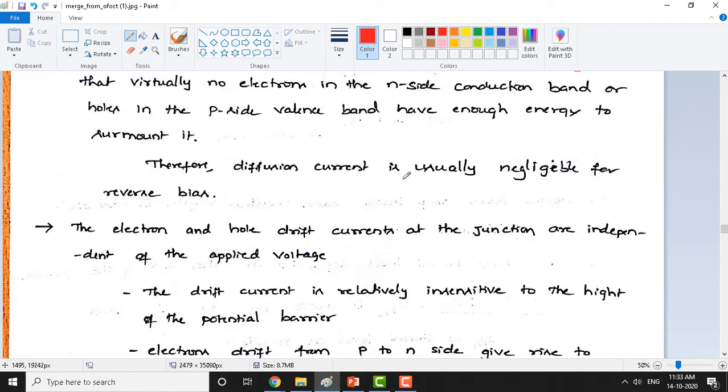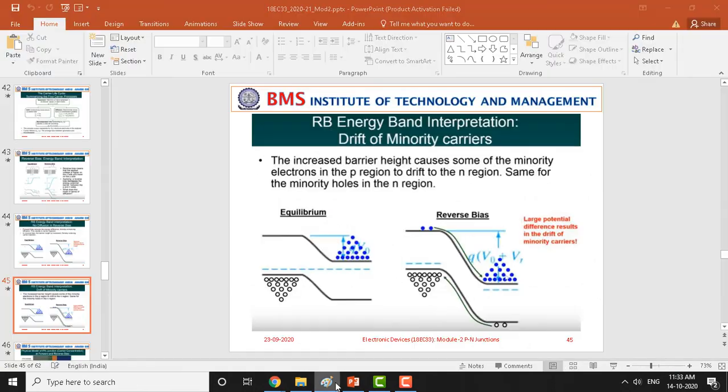Therefore diffusion current is usually negligible in the case of reverse bias. Okay, because as I told you already, these carriers cannot diffuse to the p side, and these majority holes cannot diffuse to the n side. So the diffusion current is essentially zero in the reverse bias condition here.